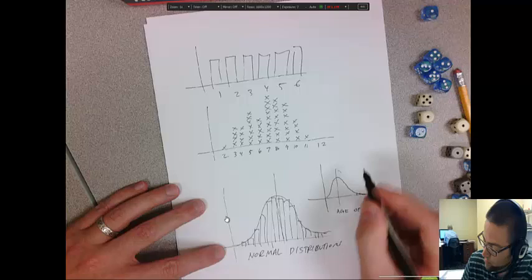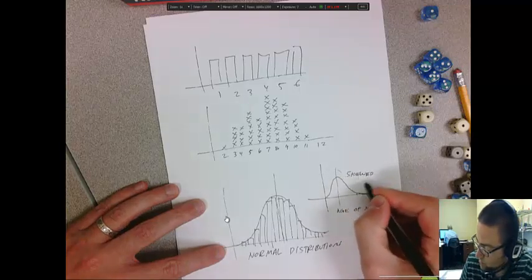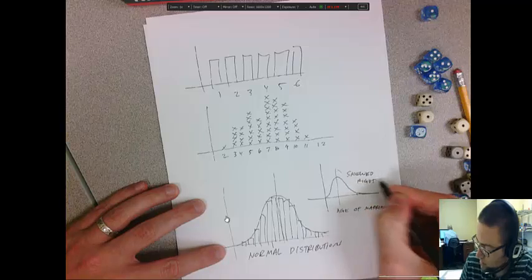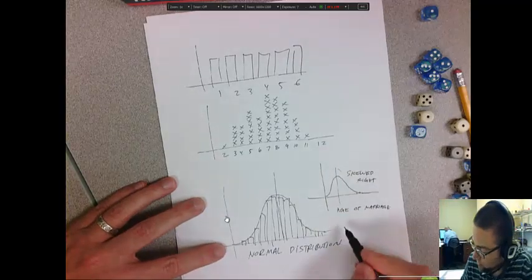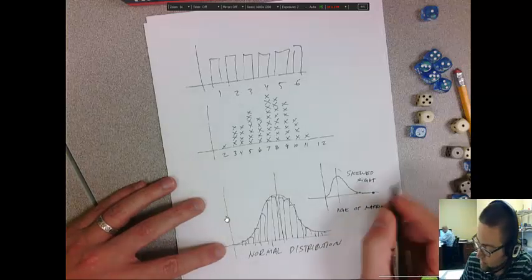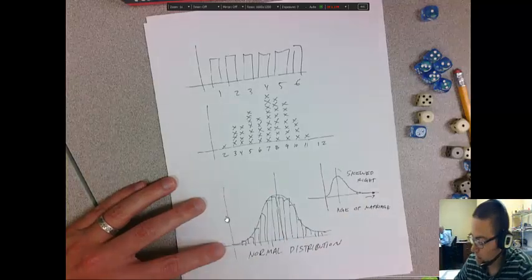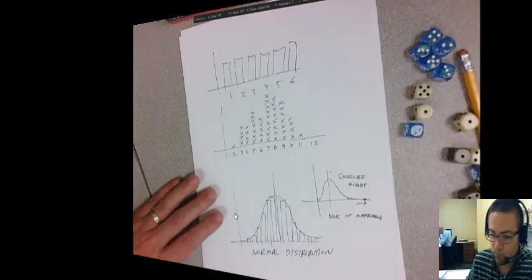So this would be what we call skewed right. And if it was the other way, it would be called skewed left. So wherever the tail is, if it's on the right side, we call it skewed right. If the tail is on the left side, we call it skewed left.